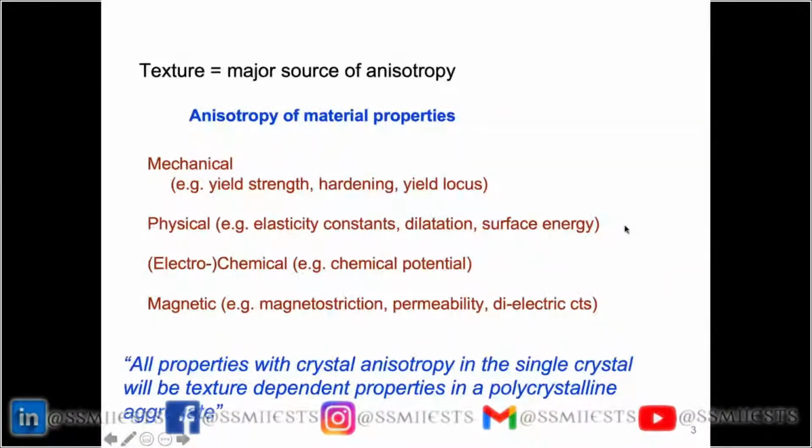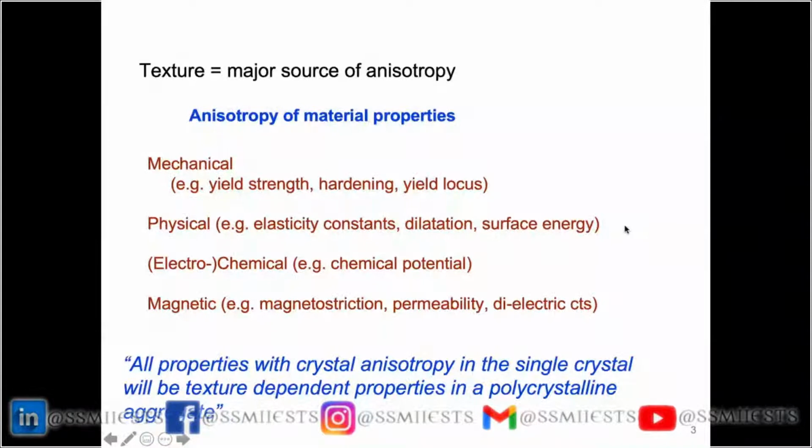So for all properties, you could say that if you consider a single crystal, and if you have a material property that is anisotropic in the single crystal, then by extension it will be texture dependent in the polycrystalline aggregates. Actually, in first approximation, you can simply say that the polycrystalline aggregate is just the average behavior of all of the single crystals. And if something is anisotropic in the single crystal, then it is texture dependent in the polycrystal.